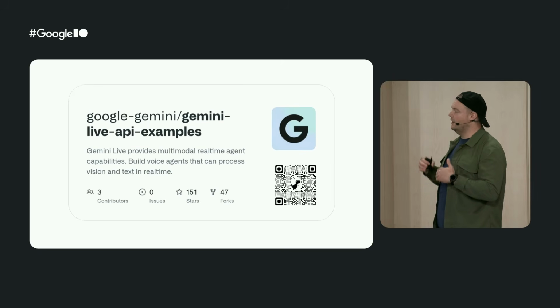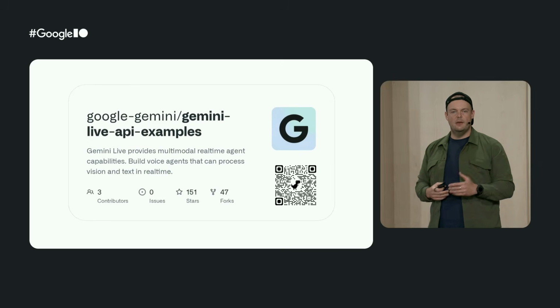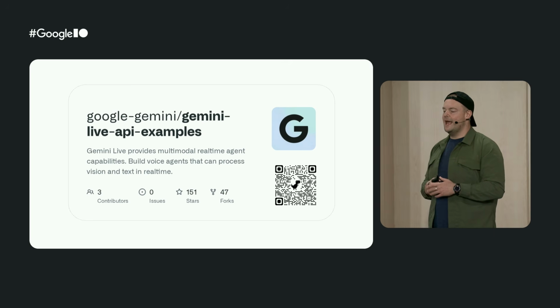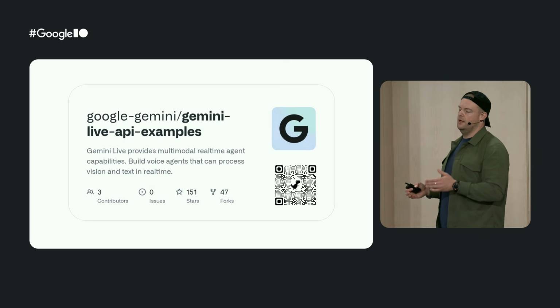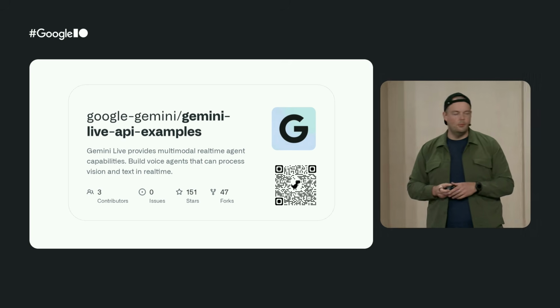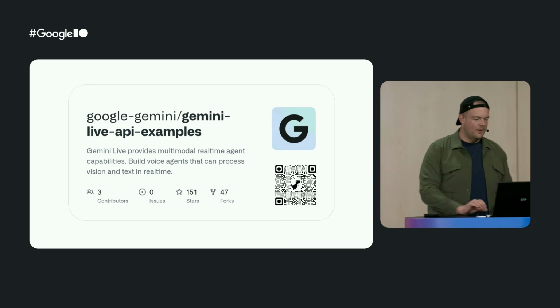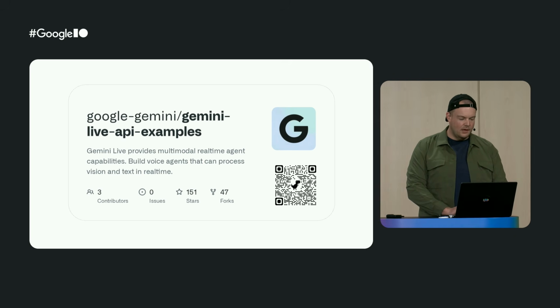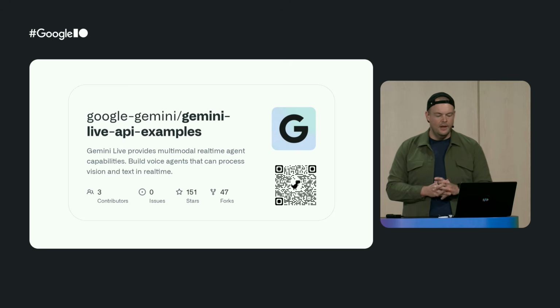So if you want to get started and see all the different capabilities that the Live API has, you can get started here in the Google Gemini GitHub org with the Gemini Live API examples. And so I prepared that already here for us. So I pulled down this example.